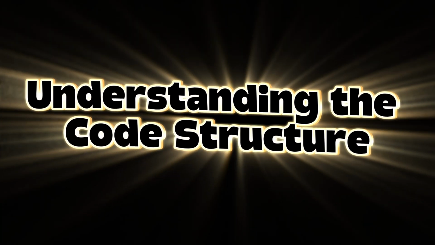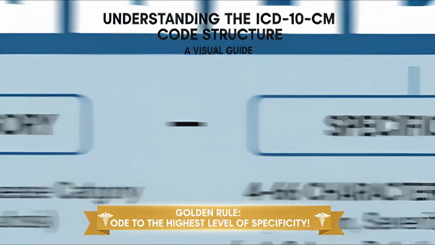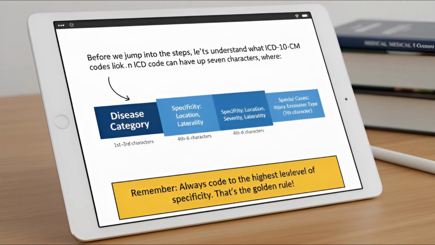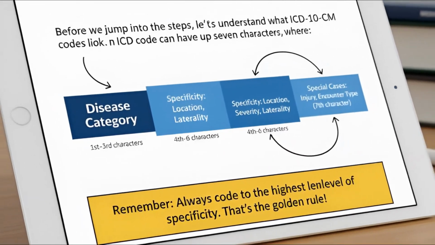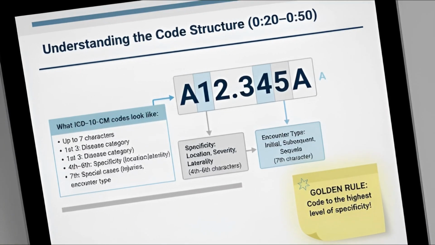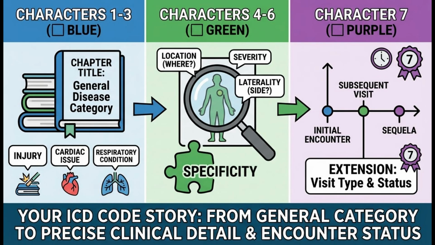All right, before we jump into the actual coding steps, let's take a quick look at what an ICD-10-CM code really is. Because once you understand the structure, the entire coding process becomes way easier. Think of an ICD code like a story told in up to 7 characters. Characters 1 through 3. These are your chapter title. They tell you the general disease category. Is it an injury? A cardiac issue? A respiratory condition? It all starts right here.